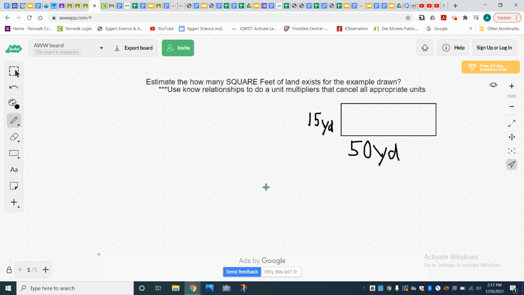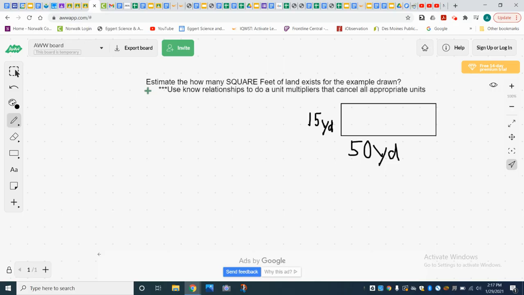Today I want to show you guys a quick video on how to do a multi-step unit multiplier that you will use to solve problems on a current worksheet and also future problems. If you guys read this simple example above, I want you guys to estimate how many square feet exist for a piece of land, and I've drawn it on the right.